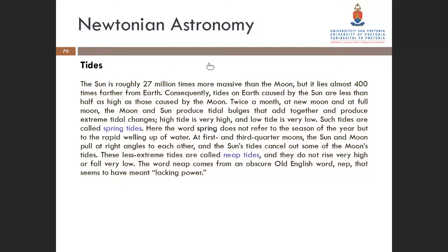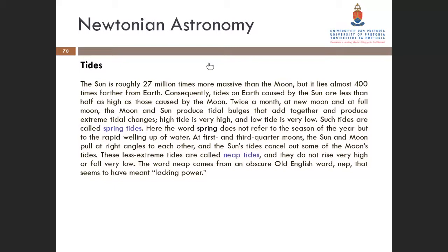High tide is very high and low tide is very low. Such tides are called spring tides. Here the word spring does not refer to the season of the year, but to rapid welling up of water.